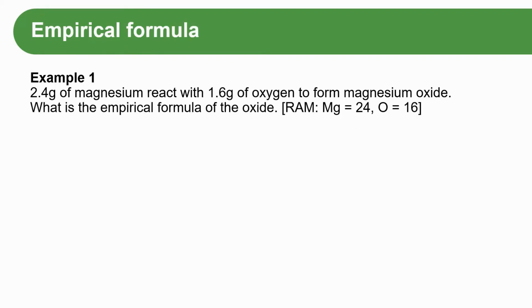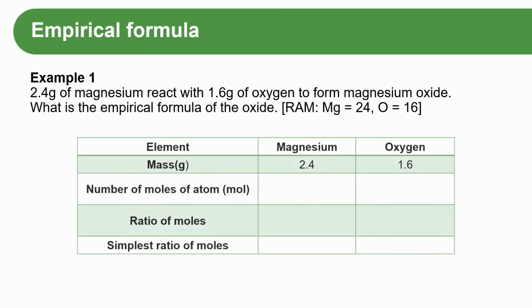Let's look at an example on how we do the calculation to get the empirical formula. First, we need a table to help us. In this example, it says 2.4 gram of magnesium reacts with 1.6 gram of oxygen. And we have the mass here.